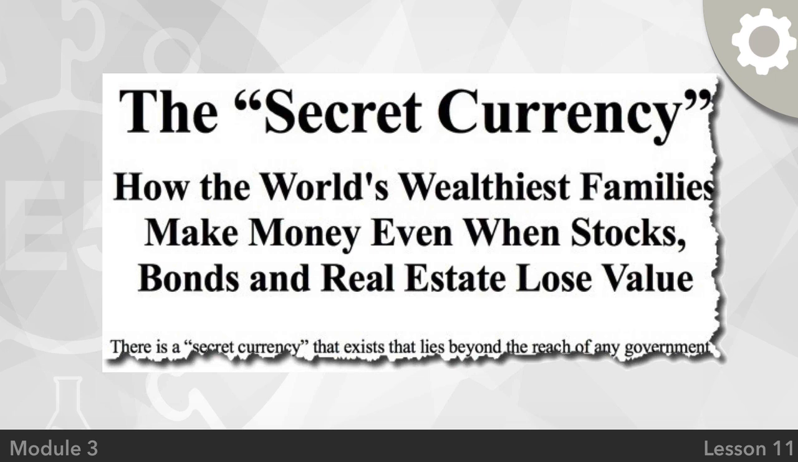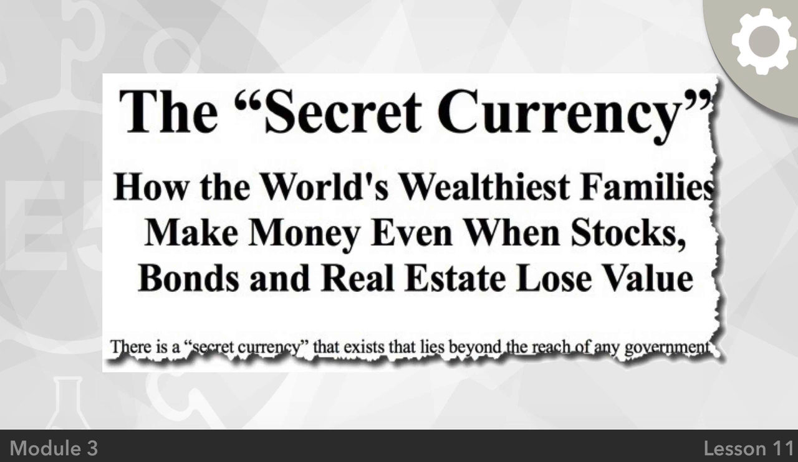And so this was The Secret Currency, How the World's Wealthiest Families Make Money Even When Stocks, Bonds, and Real Estate lose value. And I cut off the rest. There's a secret currency that exists that lies beyond the reach of any government. And then it talks about how you can get access to it and you can make a fortune just like the wealthiest families have. Now, the interesting thing is that this leads me to the next component to consider when developing a big idea, and that is the use of a metaphor.